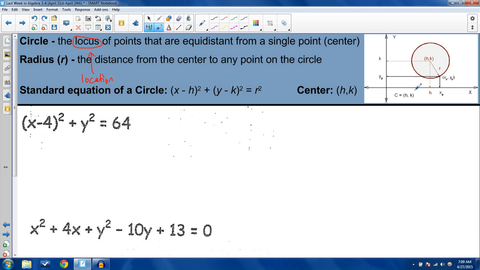X sub p is the distance away from 0 in the x direction. Y sub p is the distance from 0 in the y direction here. H is the distance from 0 in the x direction. K is the distance from 0 in the y direction. So if I'm looking at all this information, this distance right here, I want to consider this y minus k, and this distance would be called x minus h. And this is r, this distance right here, this is your radius.